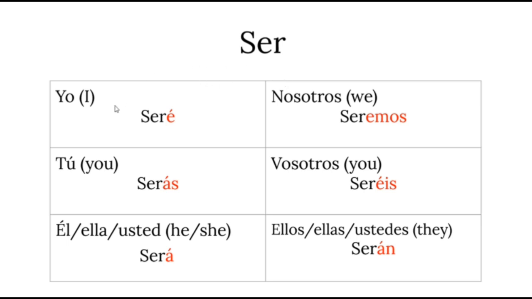So, yo seré, tú serás, él, ella, usted será, nosotros seremos, vosotros seréis, ellos, ellas, ustedes serán. As you can see, there is no mystery, no problem. You just remember e, as, a, hemos, eis, an, and you add this to the verb you want to use. So this will be I will be, you will be, he, she will be, we will be, etc.